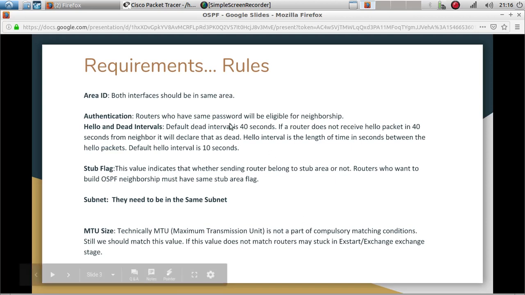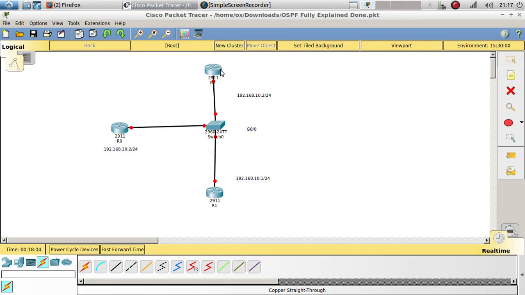Okay, so here are the requirements or the rules that you need to follow when you are configuring EIGRP. I mean, not EIGRP, OSPF. So area ID: both interfaces should be in the same area. If they're not in the same area, it is not going to work. So let's go ahead and see that.